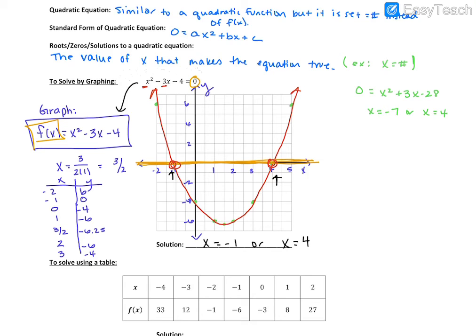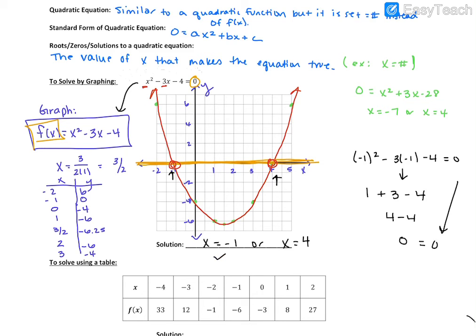Now what you can do is you always want to check to make sure these are accurate. So negative 1 squared minus 3 times negative 1 minus 4 is supposed to equal 0. Put this in your calculator, or let's work it out. 1 plus 3 minus 4 is 4 minus 4, which is 0, equals, on the right side, I have 0, and I am confident that that works.